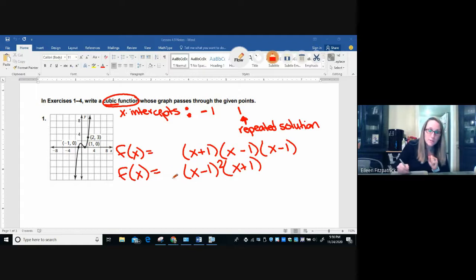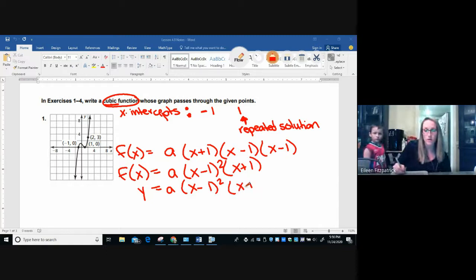The reason I'm leaving a gap here is because I don't know what the a value is. I don't know if there is a vertical stretch or shrink. I don't know if there is a reflection. So I have to figure out what the a value is. To figure out the a value, you're going to use that other point that they give you on the graph. That other point is given so that you have an x and a y value that you can plug into the function. Remember, in function notation, you can change it to y equals a times the quantity x minus 1 squared, x plus 1.